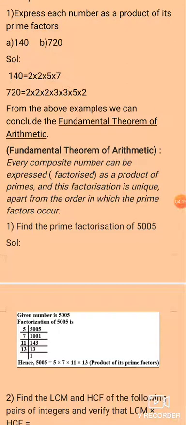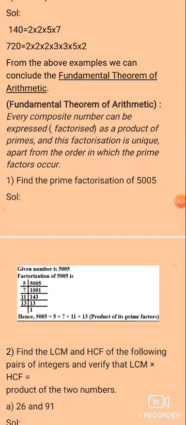Now listen, first question: find the prime factorization of 5005. Same type as the example questions. So we need to find the prime factors of 5005. Just write 5005. You can take the first prime number 5. So consider only prime numbers outside. When we divide 5005 by 5, we get 1001.